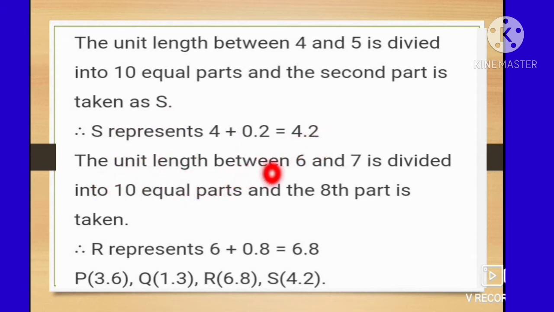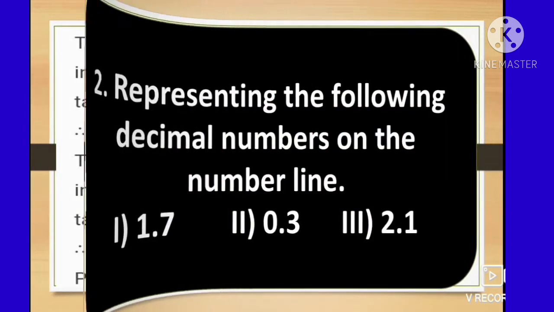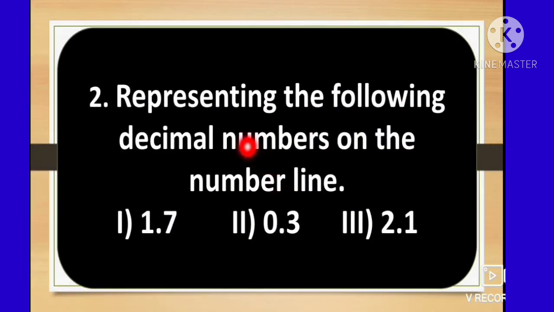The unit length between 6 and 7 is divided into 10 equal parts and the 8th part is taken. R represents 6 plus the 8th part, 8 out of 10, which represents 0.8. That is, totally, 6.8. The second problem: representing the following decimal numbers on the number line.